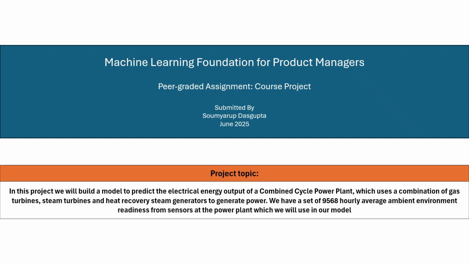In this project, we will build a model to predict the electrical energy output of a combined cycle power plant, which uses a combination of gas turbines, steam turbines and heat recovery steam generators to generate power. As a part of the assignment, hourly average ambient environment readings are provided, gathered from sensors at the power plant, which will be used in our model.